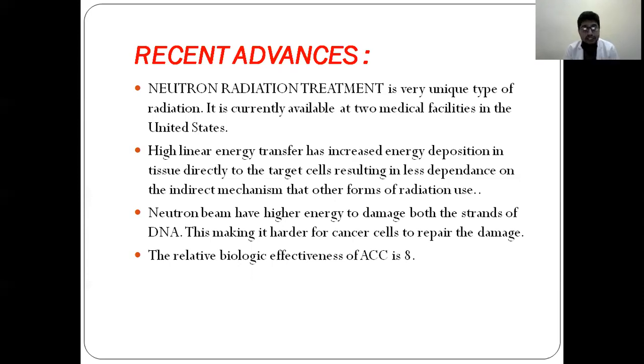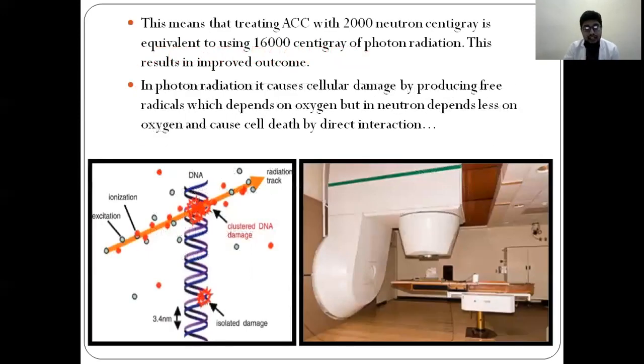The relative biologic effectiveness of neutron radiation treatment for adenoid cystic carcinoma is 8. This means that treating adenoid cystic carcinoma with 2000 centigray of neutron radiation is equal to using 16,000 centigray of photon radiation. Here you can reduce the radiation dose also, and you can save healthy tissues in and around the lesional areas. Photon radiation causes cellular damage by producing free radicals, which depends on oxygen, but neutron radiation depends less on oxygen and causes cell death by direct interaction.